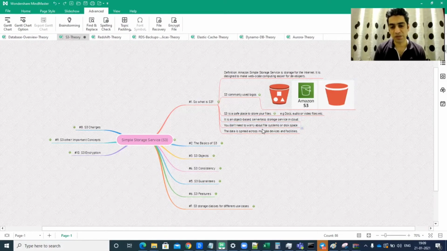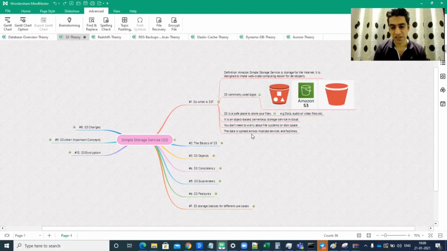You don't need to worry about the file systems or disk space. This is a totally managed service, and you don't need to worry about disk space. You will be charged based on whatever disk space you are consuming. So you can push all the files that you want, and you can remove those as well. The disk will adjust by itself, and you'll be charged only for the space that you have used.